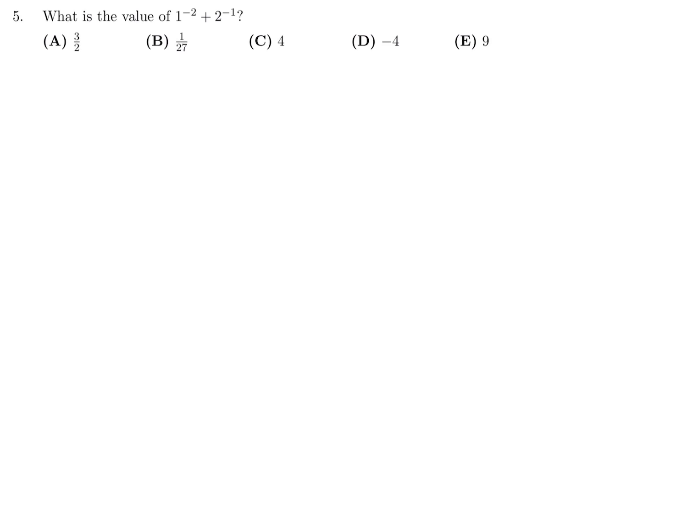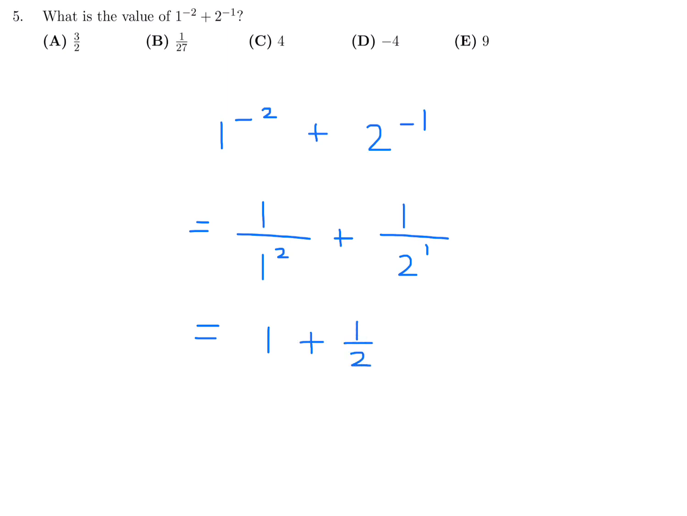What is the value of 1 to the power of negative 2 plus 2 to the power of negative 1? So 1 to the power of negative 2 becomes 1 over 1 to the power of 2. 2 to the power of negative 1 becomes 1 over 2 to the power of 1. So this first term is just 1. Second term is just a half. So 1 plus a half is 3 over 2. So number 5, the answer is A.